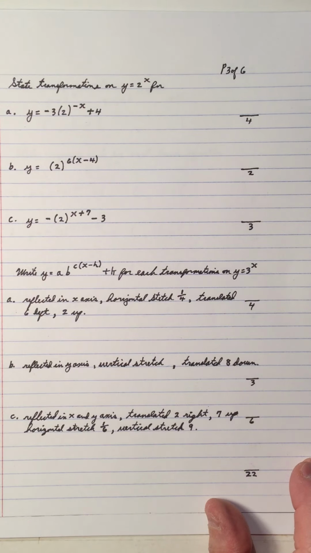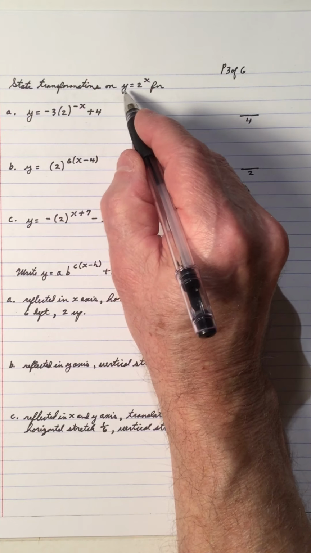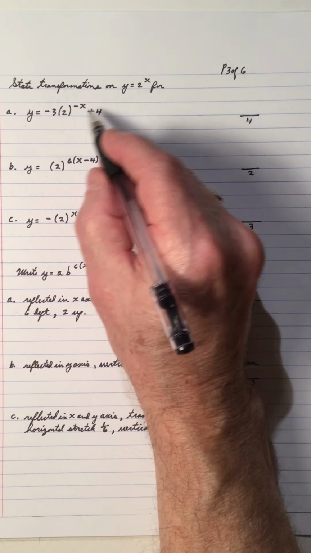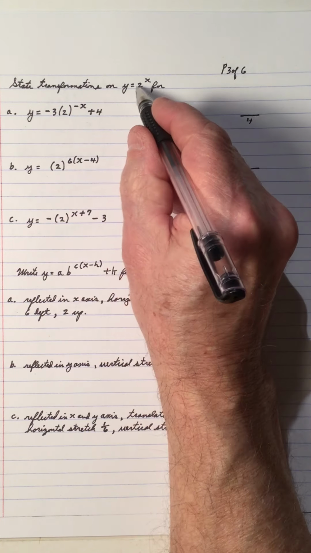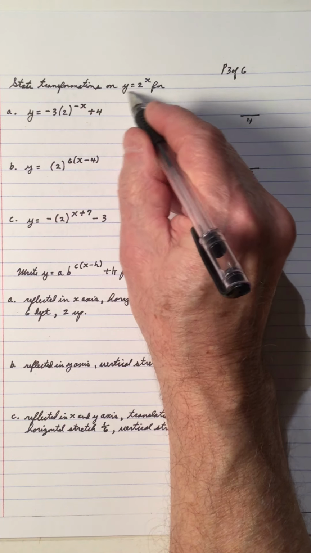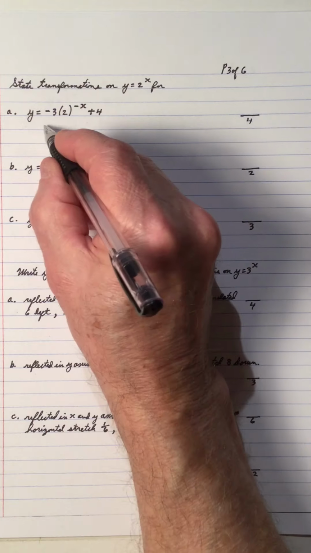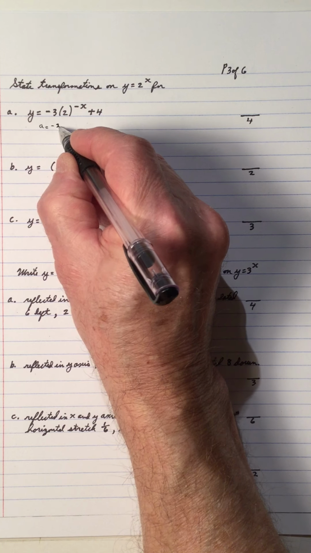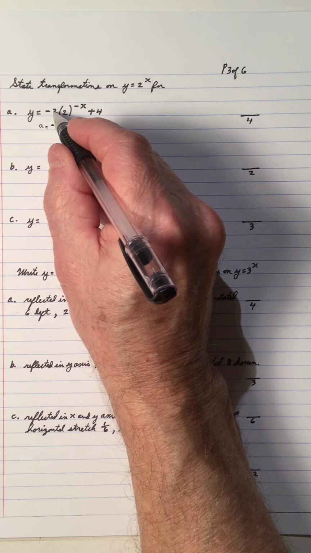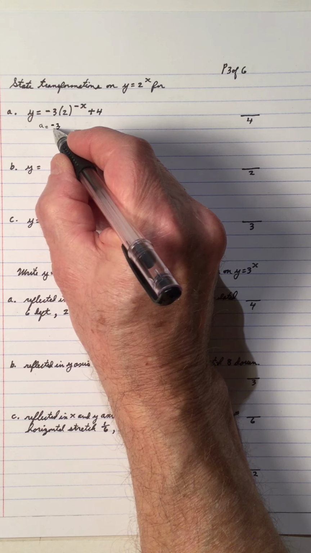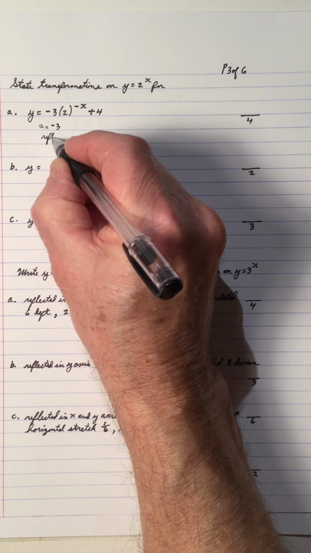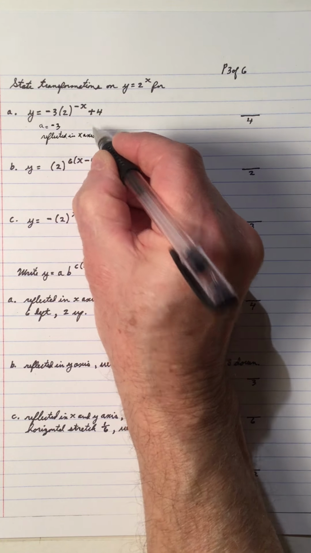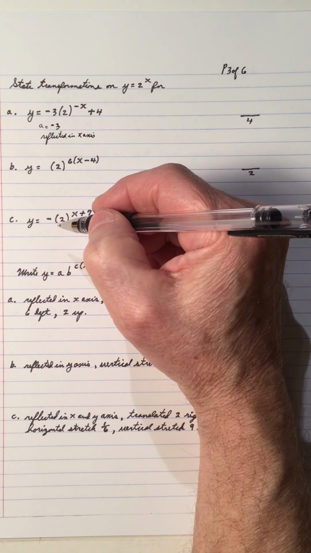Okay, let's continue. State the transformations on y equals 2 to the x for each of these equations. So let's look at the difference. We know all the bases of these equations are 2, so it's translated from the basic equation with a base of 2. So notice that a is negative 2. Sorry, a is negative 3. As I look at this one, a is negative 3. So because a is negative, it's reflected in the x-axis. Because a is negative, it's reflected down. It's going to go downward.